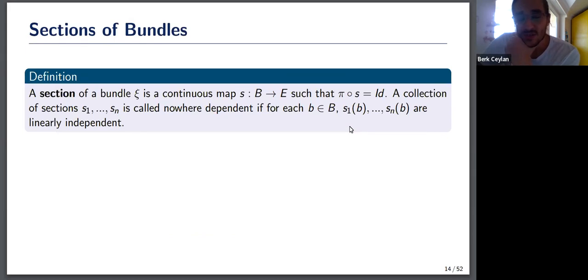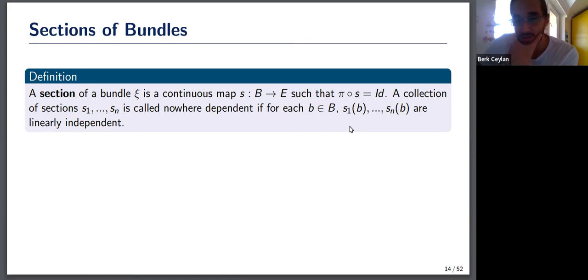Sections are generalizations of vector fields over smooth manifolds. It's a map from the base space to the total space, such that when you take the composition with the projection, it gives us the identity. It means a point in the base space is mapped to a vector in the fiber over that point.